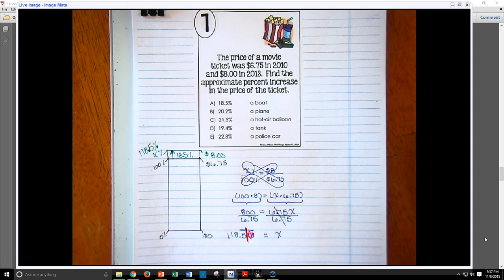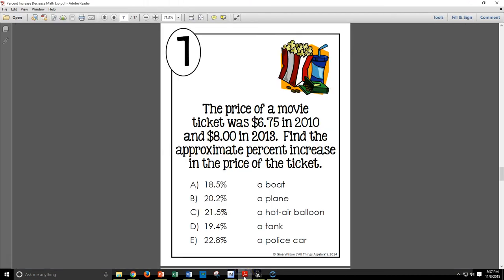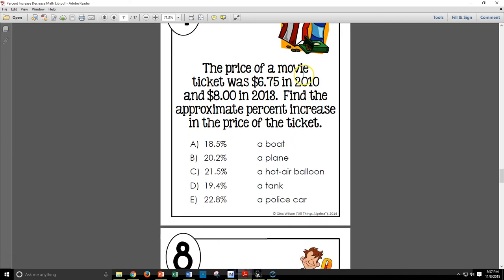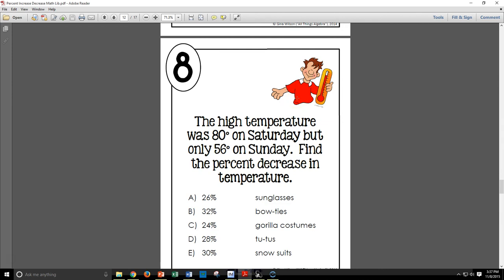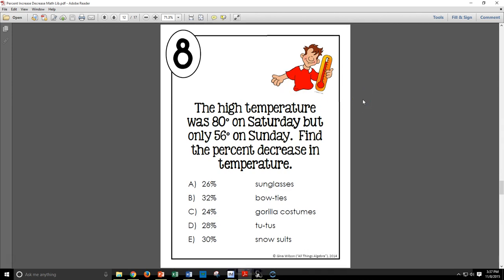So that was number 7. If you have any questions about that one, like always, stop the video, raise your hand. There are some more task cards there, and I'm going to do one last example for you, and that's this next one, number 8. Number 8 is very similar to the one we just did. It says the high temperature was 80 degrees on Saturday, but only 56 degrees on Sunday. Find the percent decrease in temperature.